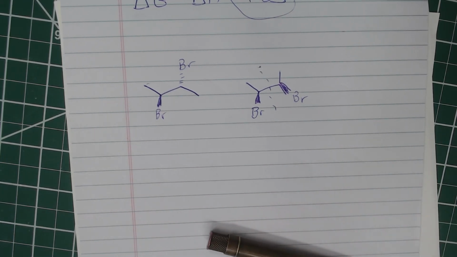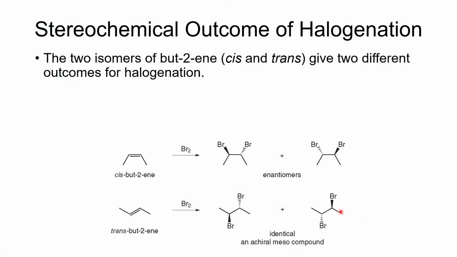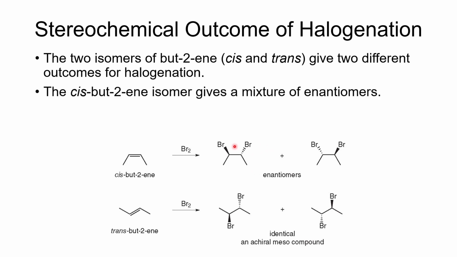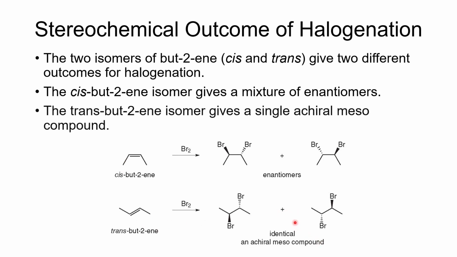And we can do a very similar thing with this other one. Now, I'm not going to draw out the other one because hopefully if you realize one's meso, the other one's also meso. All right, so the cis-butene gave a mixture of enantiomers. It is a racemic mixture because we started off with something achiral. And the trans isomer gave us a meso compound.